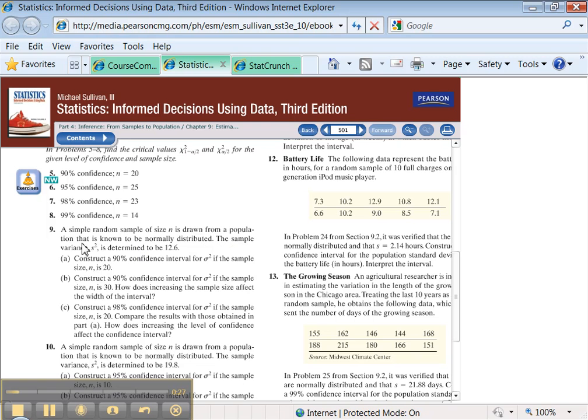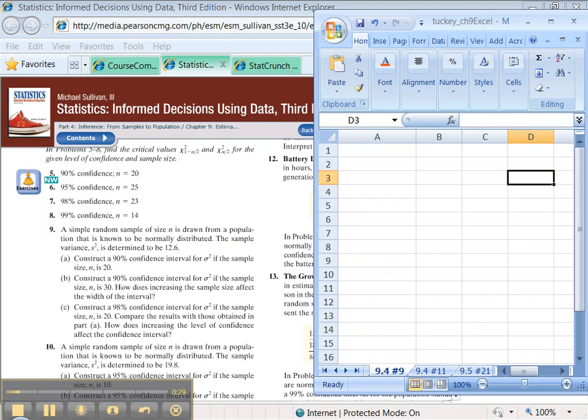All right, so the sample variance s squared is determined to be 12.6. Ooh, that sounds like something I should be typing. S squared, that's 12.6. That's the sample variance. And then it tells us n is 20. And it tells us our confidence level. Our confidence level is 0.90.